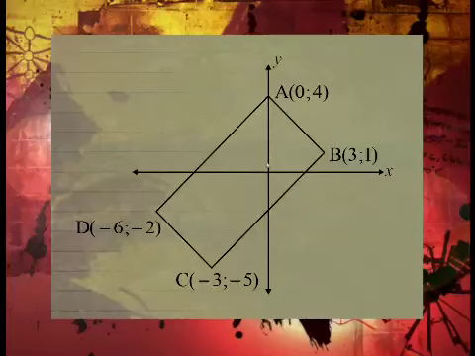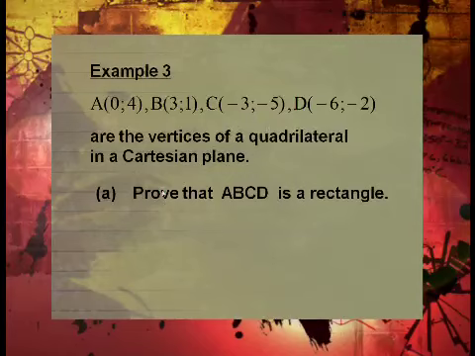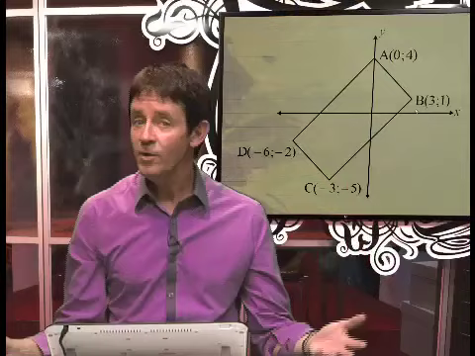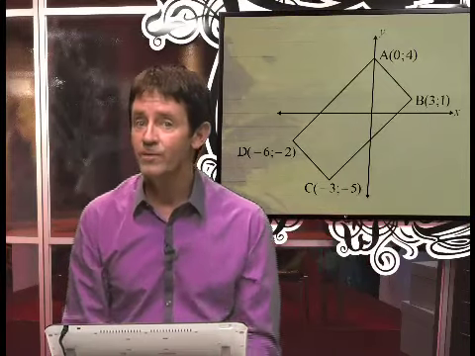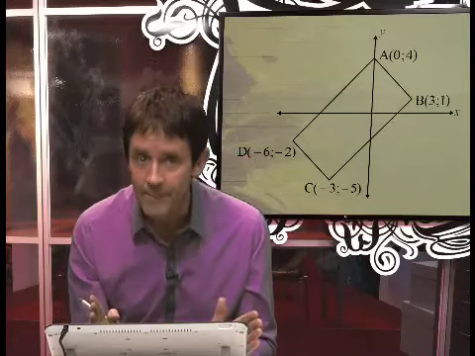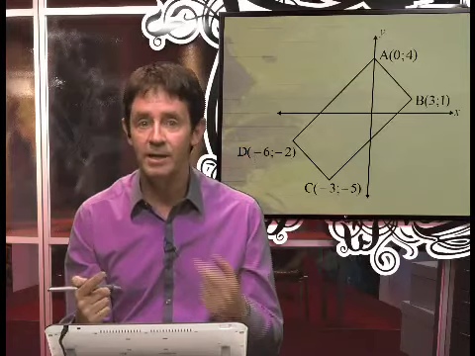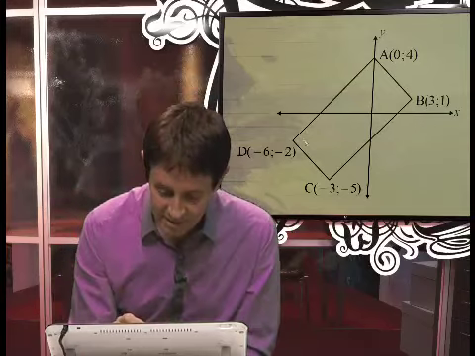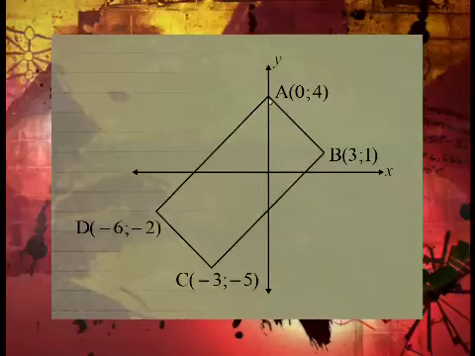A is 0, 4, it's not to scale. B is 3, 1. You could probably draw it to scale if you wanted to. C is -3, -5. And D is -6, -2. Where did I get those points from? From that top bit. And we want to prove that this is a rectangle. Firstly, we need to prove it's a parallelogram. And then if the inside angles are 90 degrees, then it must be a rectangle.